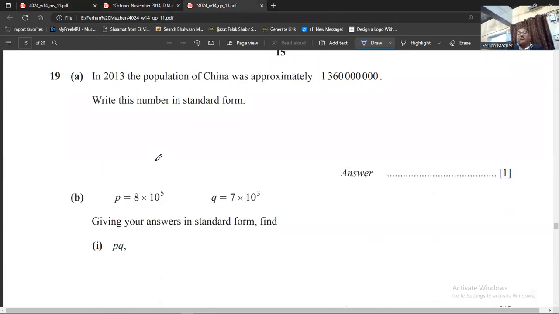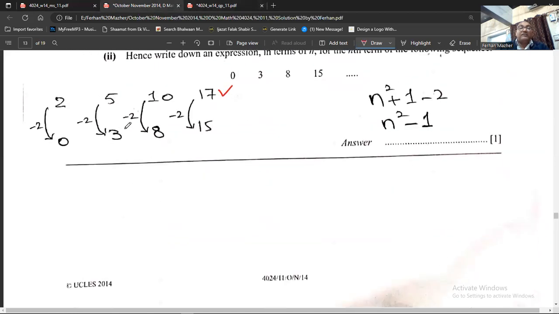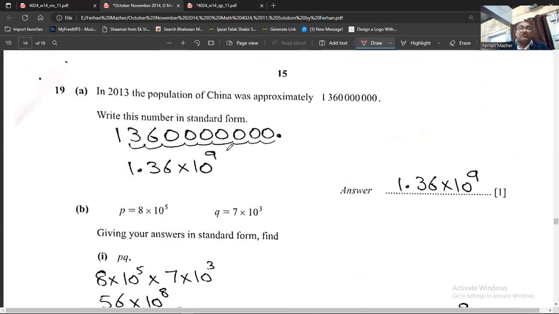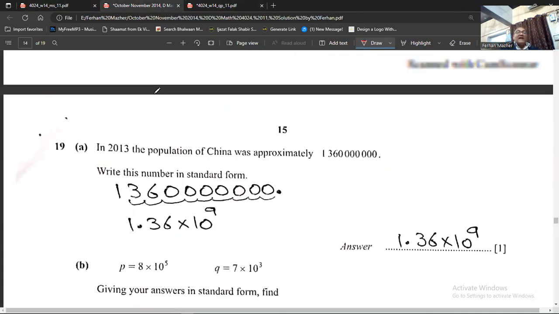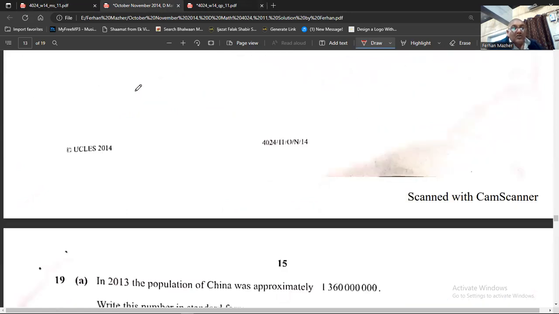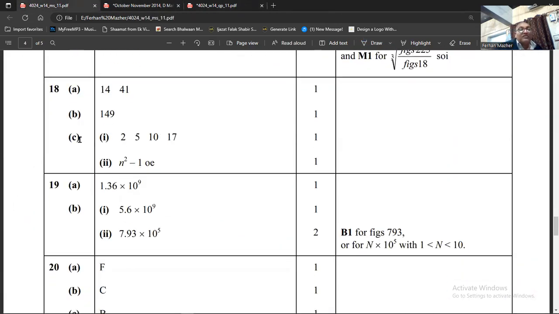That's 19. Question number 19. He says, A part. In 2013, the population of China was approximately this much. Write this in standard form. So this decimal will move 1, 2, 3, 4, 5, 6, 7, 8, 9 steps. So it will be 1.36 expo 9.